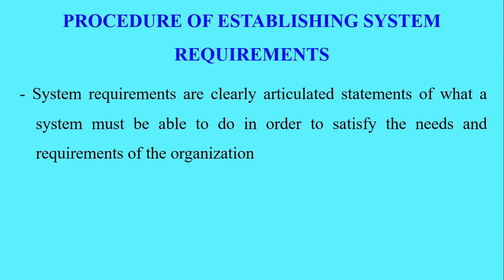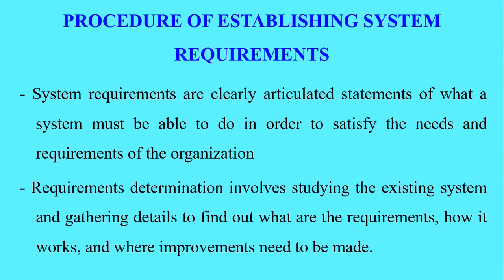Let's now look at the procedure of establishing system requirements. System requirements are clearly articulated statements of what a system must be able to do in order to satisfy the needs and the requirements of the organization. The requirements determination involves understanding the existing system and gathering details in order to find out what the requirements are, how it works, and where improvements need to be made.